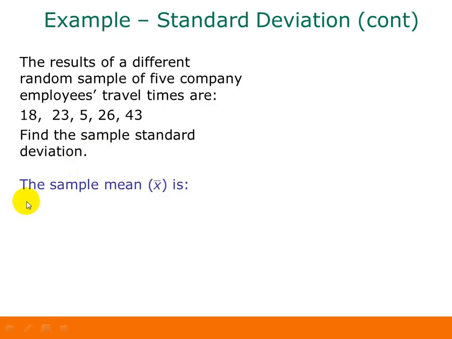Again, the first thing that we need to know is the sample mean. So if we add up these values and divide by 5, we get 23.0. So the sample mean isn't much different than it was for our other set of data. For the other set of data, it was 23.6.